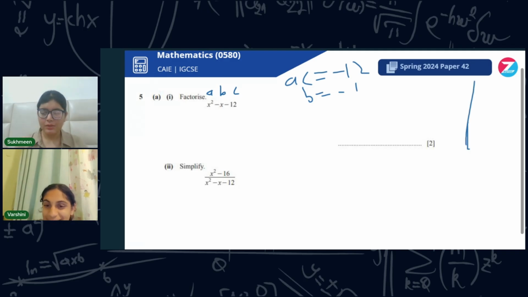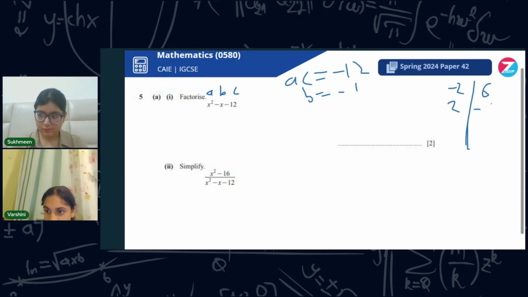Okay, so now we're going to write the factors of minus 12. So first we have minus 2 and 6. And that will also be, again, we have 2 and minus 6. Okay, next we have 1 and minus 12. And also minus 1 and 12. And lastly, we have 3 and minus 4. And minus 3 and 4.